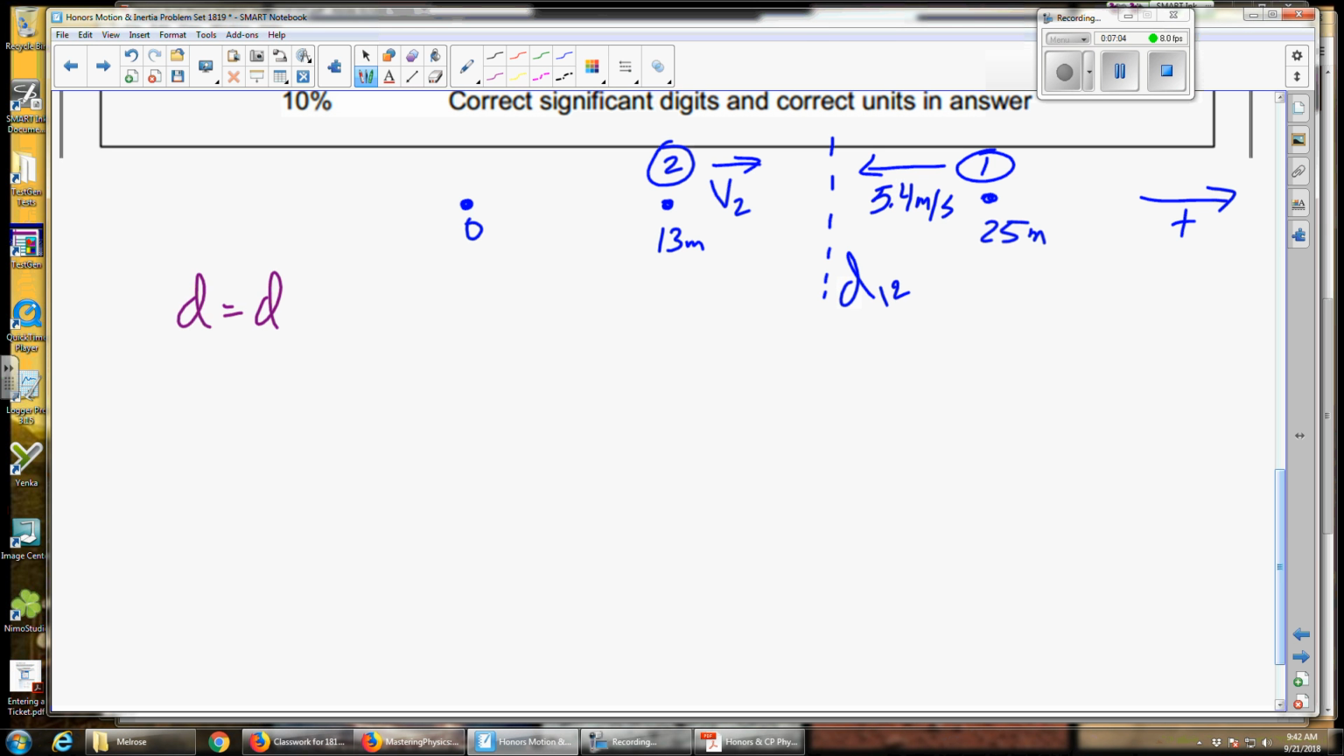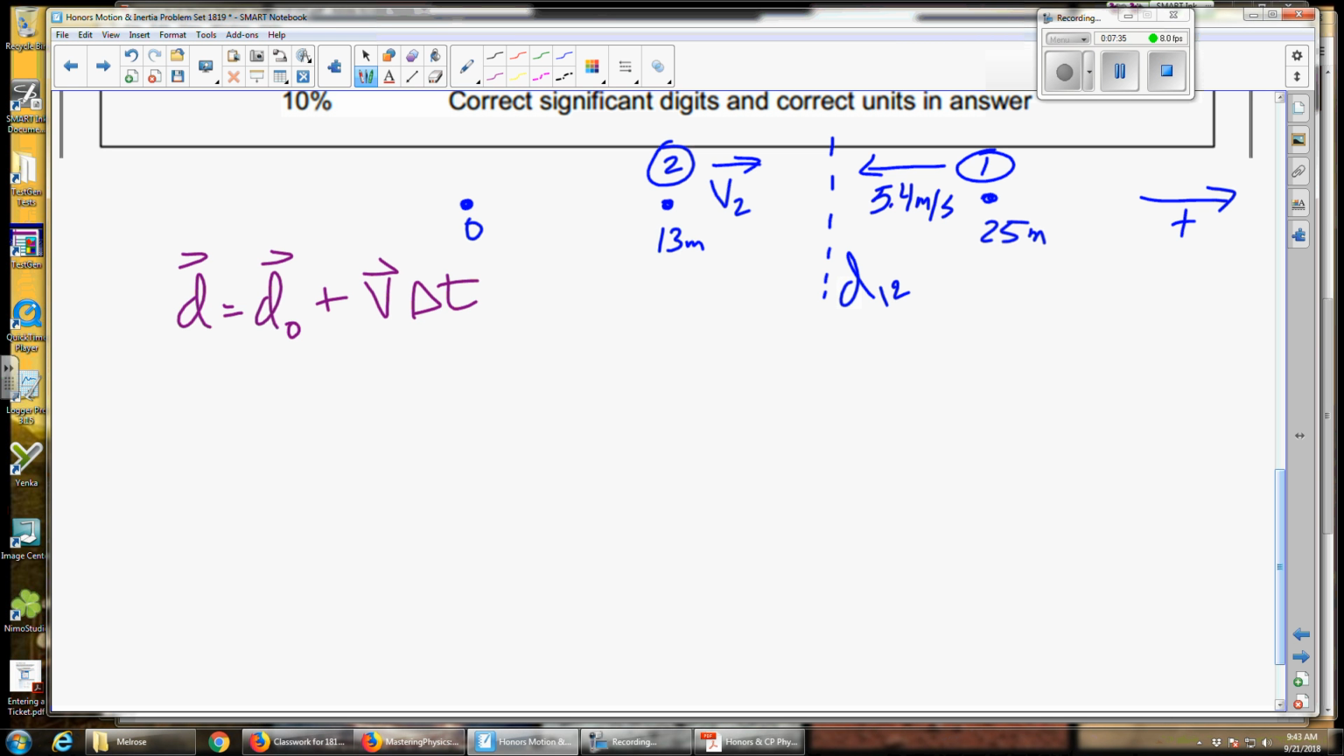D equals D naught. So where the position I end up at is the position I start at, and then that's added to my velocity and my time. My velocity times my time gives me how far I move, my displacement, and if I take my displacement, combine it with where I start, I know where I end up. That's what that equation says. I translate from math to English.